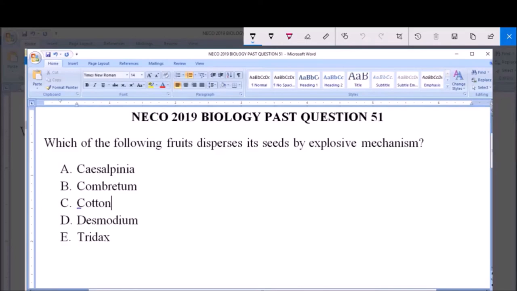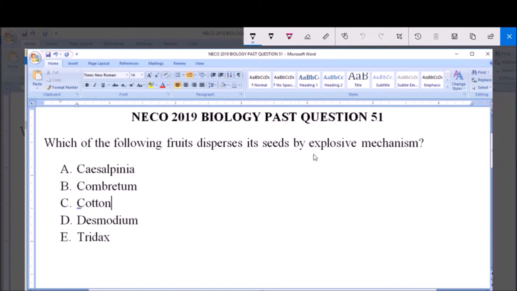I will be answering NECO 2019 biology past question 51. Which of the following fruits disperses its seeds by explosive mechanism? A. Castalpinia, B. Combretum, C. Cotton, D. Desmodium, and E. Tridax. So we are asked for the fruit that disperses its seed by explosive mechanism.